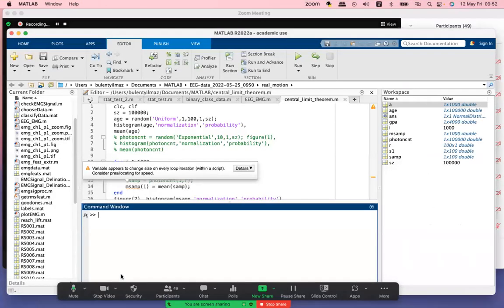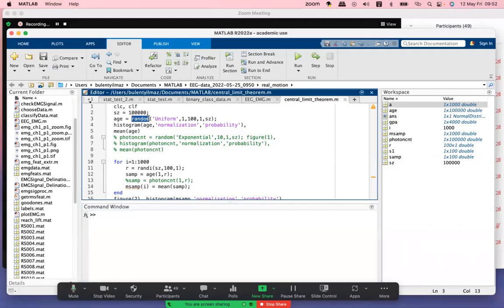So here is one example for you. Okay, I have a random number generator whose type is uniform random number generator, and I will generate a number between 1 and 100. Okay, and it will be 100,000 numbers. It will try to simulate the people's ages. Like there are people with age 1, and there are people with age 100.